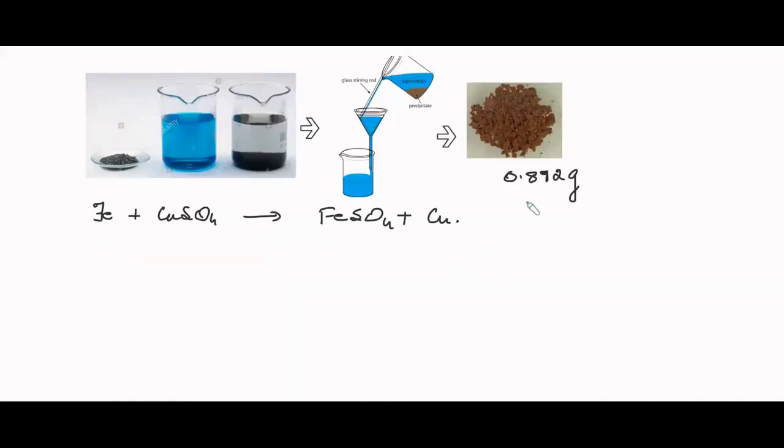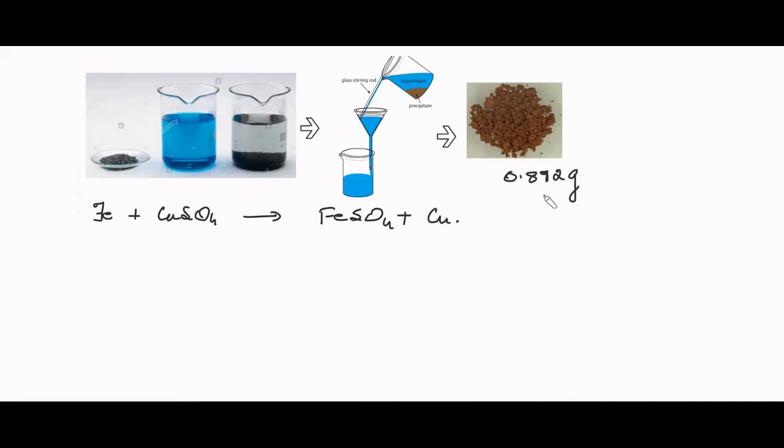So yeah, this is what I told. At the end of the experiment, after filtration and drying of the precipitate, we are getting 0.872 grams of copper. So we are asked to calculate what is the percentage yield.